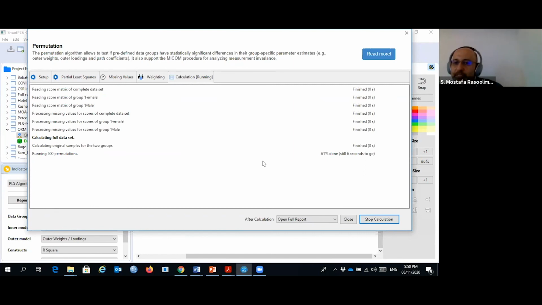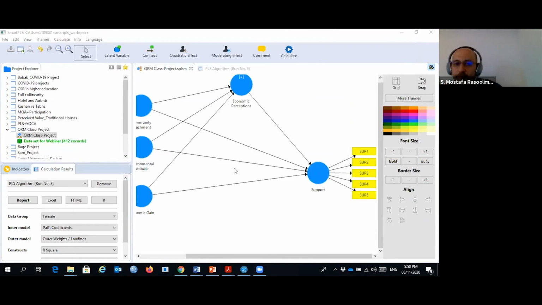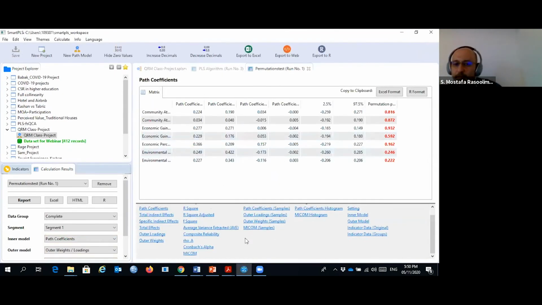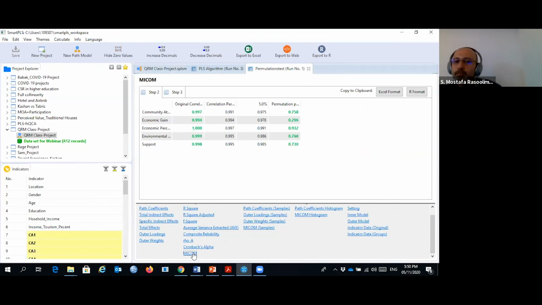So when we get the result of permutation, here we have the result of permutation, but we only need the MICOM result. So when you click on MICOM, we have only step 2 and step 3. We don't have step 1, because step 1 is not something for calculation.